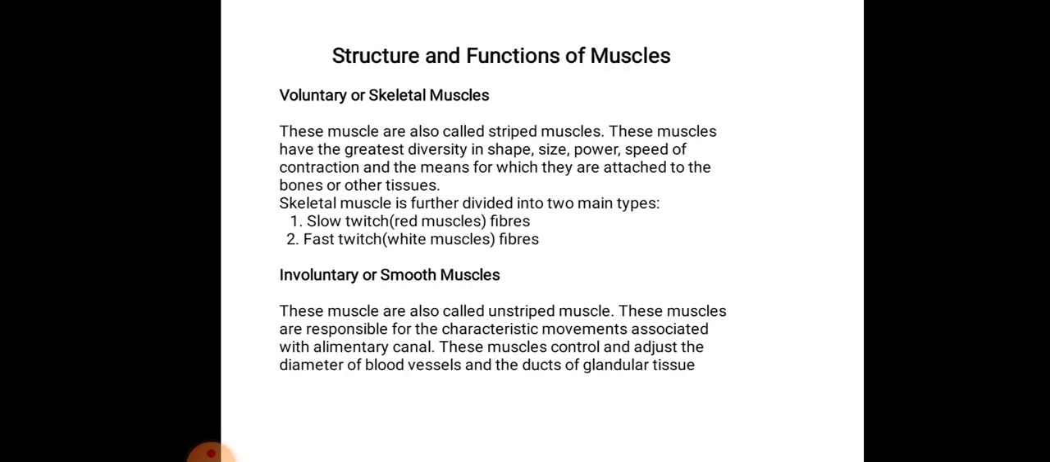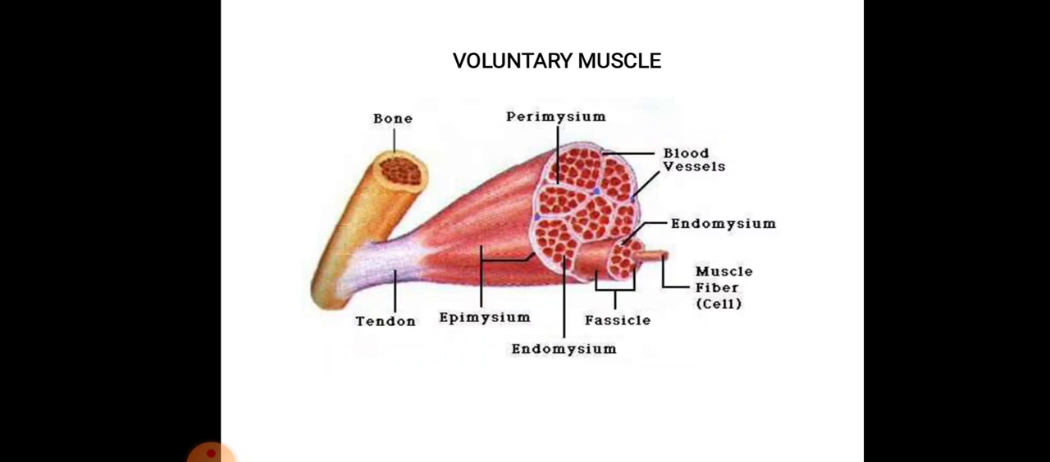These muscles are responsible for the characteristic movements associated with the alimentary canal. These muscles control and adjust the diameter of blood vessels and the ducts of glandular tissues. Okay. Next, let us look at the voluntary muscle.